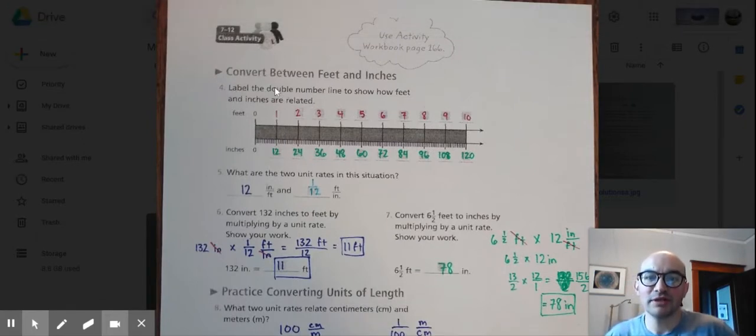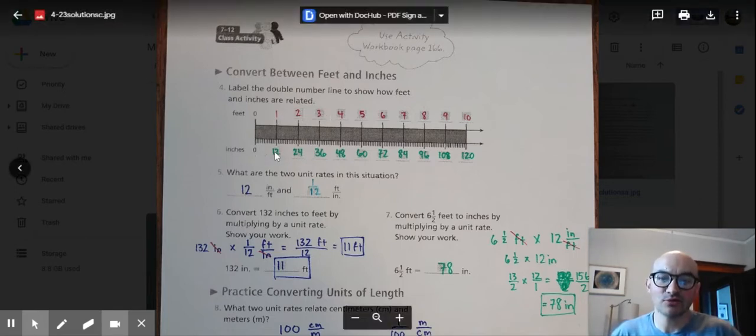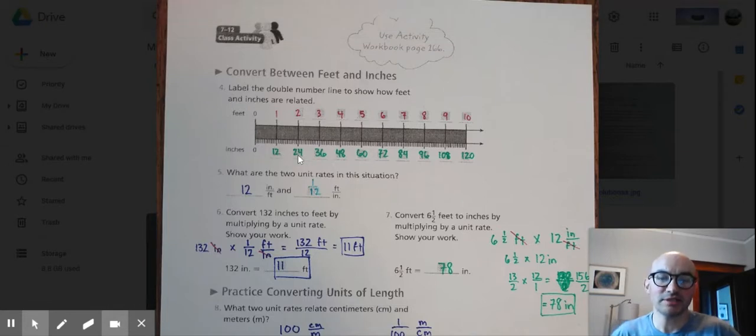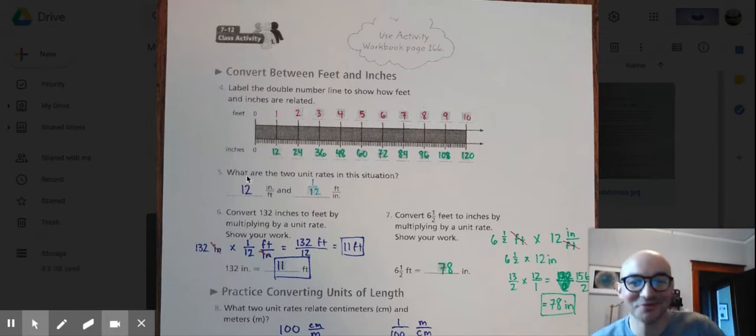So the first thing we need to do is get this number line filled out. So we've got feet on top, inches on bottom. This should be pretty familiar to you guys by now. So 1 feet, 2 feet, 3 feet, and so on. And of course, 1 foot is 12 inches, 2 feet is 24 inches, 3 is 36 inches, and so on and so forth. So we're just counting up by 12 here on the bottom for every set of inches. Or excuse me, every foot is 12 inches.